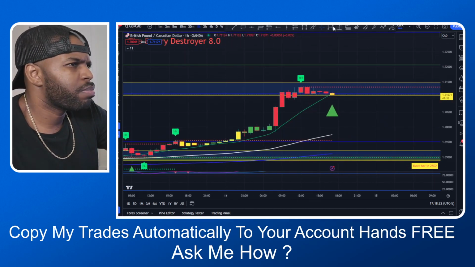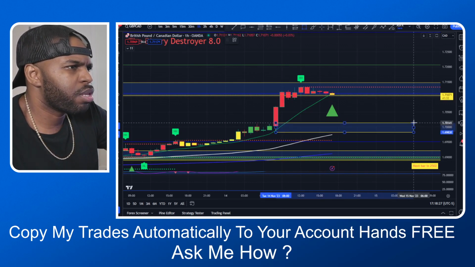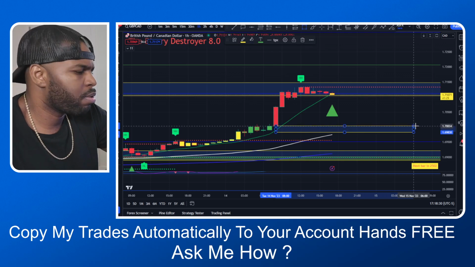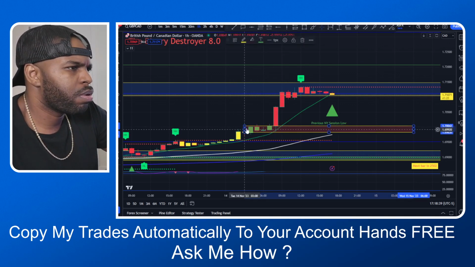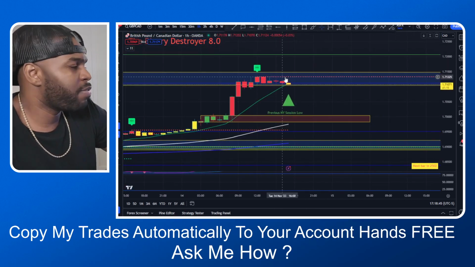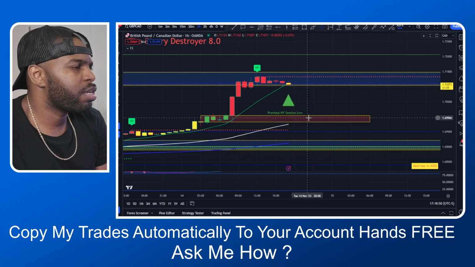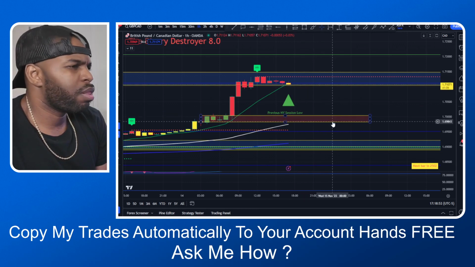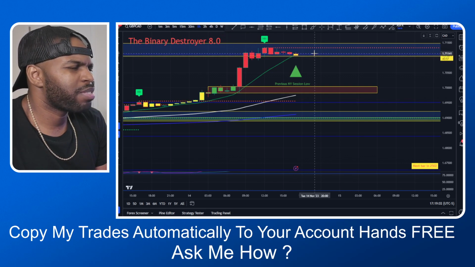On the 1 hour, we do have our previous U.S. session low, so I'll put that there and use my presets. U.S. session low. So what could happen is price could reject this 78.6 fib level and come down to this previous U.S. session low. And how many pips is that from here? It's probably like 20 pips or something like that.